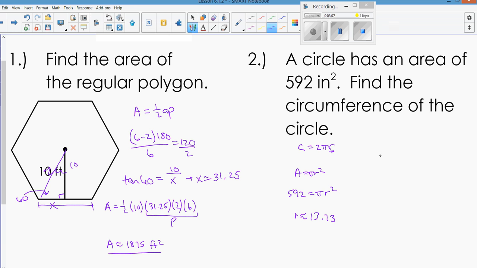13.73, which means my circumference would be 2 times pi times 13.73, which tells me my circumference is about 86.27 inches, because it's just circumference. Okay? Alright.